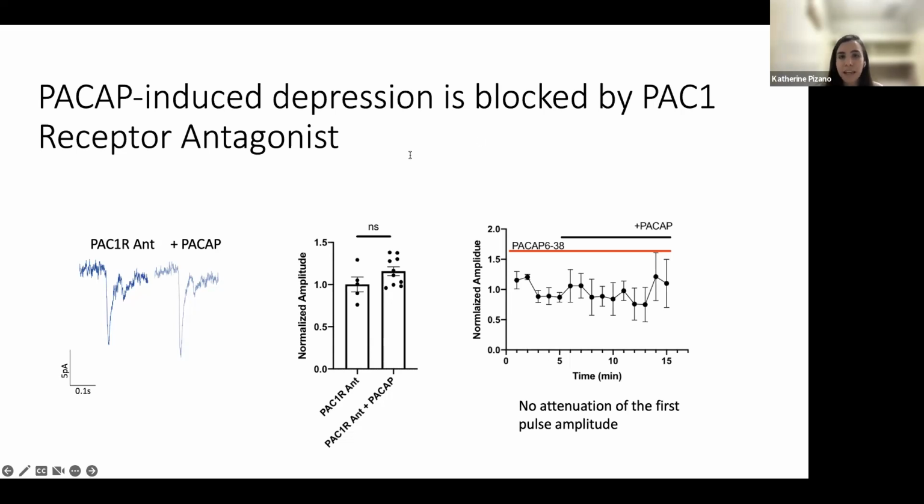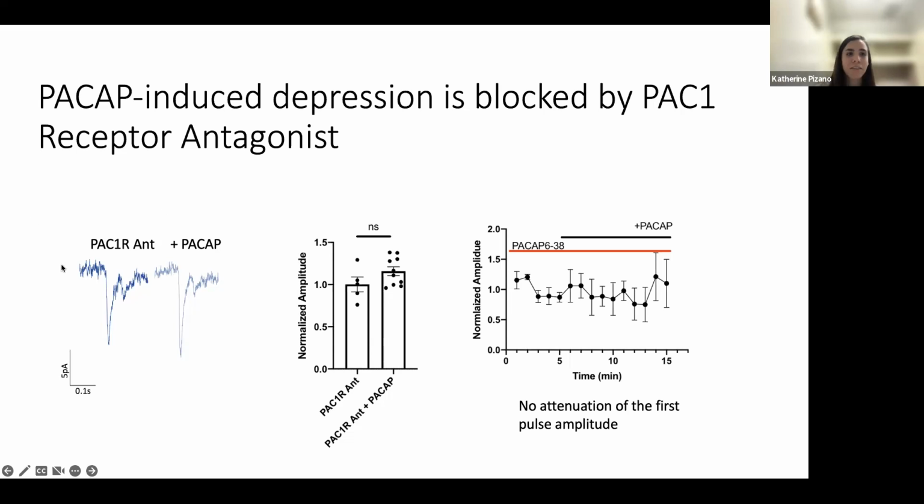If the effects of PACAP on the first pulse, on the evoked amplitude, are modulated by the PAC1R receptor, we would expect that PACAP-induced depression of glutamatergic responses to be blocked if we then use a PAC1R receptor antagonist. And indeed, that's what we observe as shown in this slide.